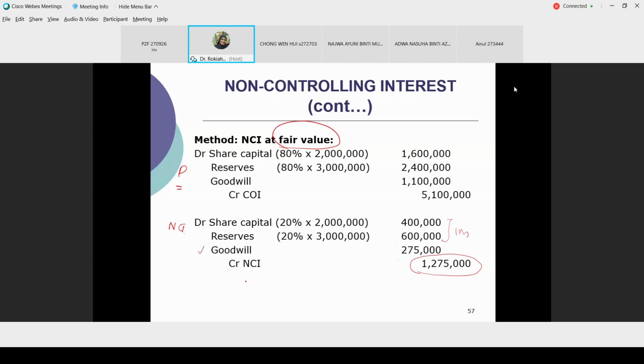So remember this one. If the NCI is at percentage of share of net assets, then there is no goodwill. If the NCI is at fair value, there is goodwill. But for the parent, both will be the same journal entry, the same amount of goodwill. The difference here is only for the NCI. Any questions on this one? Okay, we just proceed with the last one, the reserve.